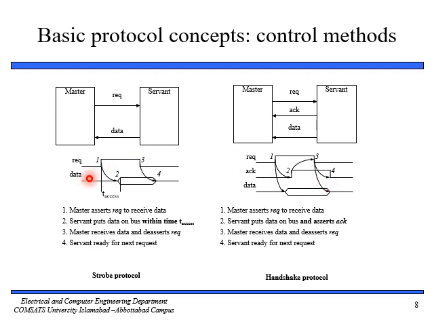So you can see the difference between the control methods. In one we have to wait for t access time; in the other the servant asserts the acknowledgement signal and sends data on the data bus. So that is the difference between the strobe protocol and the handshake protocol. Let's move on to the next slide.